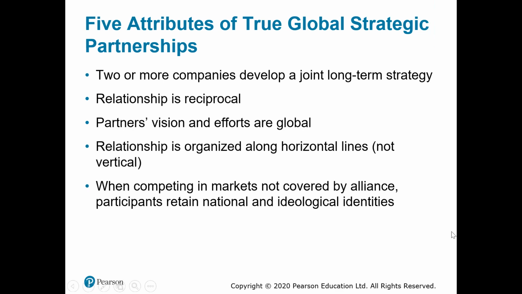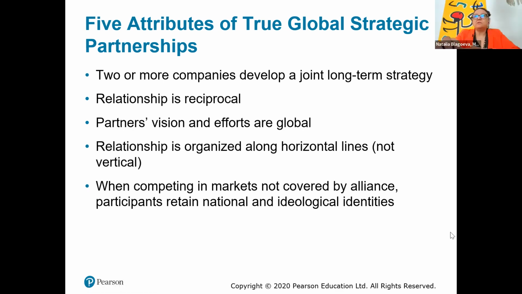The relationship is reciprocal. So basically it means there is a certain agreement that needs to be followed by all parties in the same way. The relationship is organized along horizontal lines. So basically we have companies from the same industry working together.